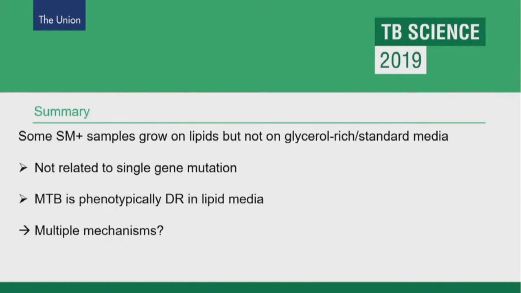To summarize these findings, what I showed here is that some smear-positive samples grow on lipids, but do not grow on standard glycerol-rich media. We could not find a single gene mutation or a single pathway that is related to this phenotype. The carbon source is very important for phenotypic drug resistance, we think, because all these samples were very highly resistant to several drugs. And the variation in some of the results suggests that there might be multiple mechanisms leading to this phenotype, but we hope to find that out in future studies.